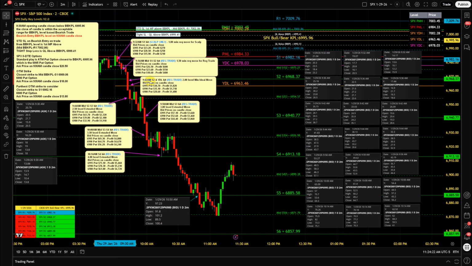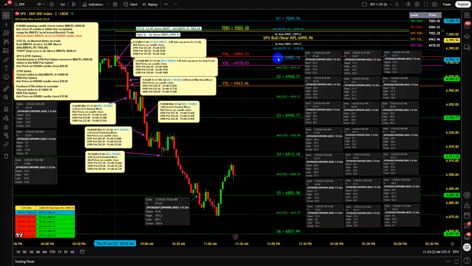So for example, here at 942, it hits not only the S2 level, but the YDL level. Now going back to this trade here just for a moment, just to clarify, this is a 1.5 level move. So as we did before, where did we take the trade? Where did we take the trade from? The bull bear KPL. It's a bearish trade.